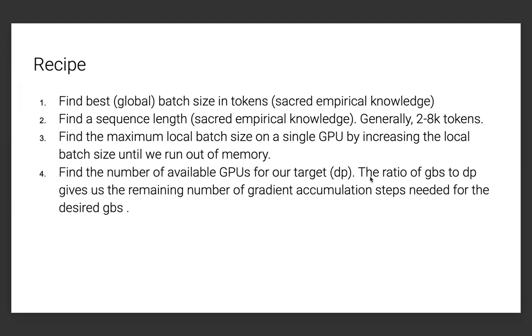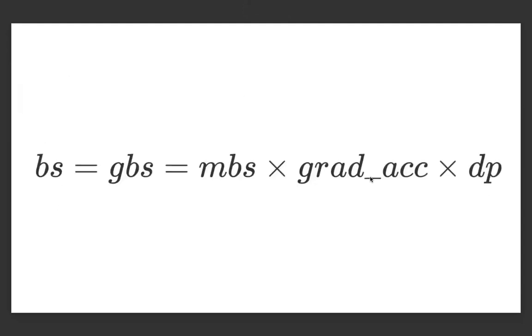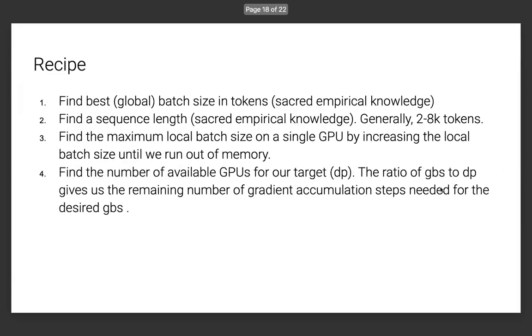And once we have MBS and GBS, global batch size, and we know our DP, the number of our GPU units, we can easily calculate the one missing variable, which is the number of gradient accumulation steps. Now this is exactly what's proposed. We have the number of GPUs and we calculate the remaining number of gradient accumulation steps.